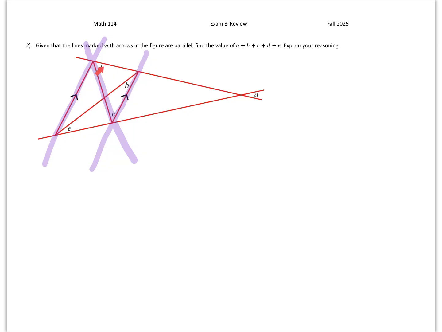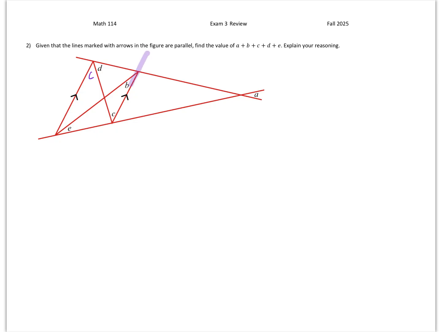So I can't do anything with D yet because D is made by a line that I have not highlighted in purple. The only angle that is labeled that is made with my purple parallel lines and this transversal is C. So I'm going to put a C right there. That's everything I can do with the purple parallel lines and the transversal. Now I'm going to erase those and look at a different transversal.